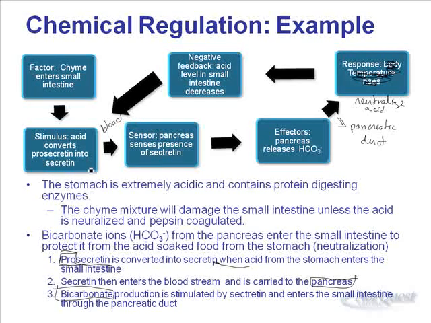And there's our negative feedback. The negative feedback part is right here. As that acid is neutralized, secretin stops being converted from prosecretin, and the whole chain stops once we've neutralized all the acid.